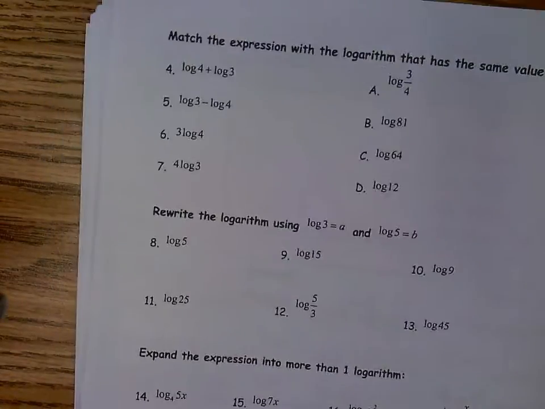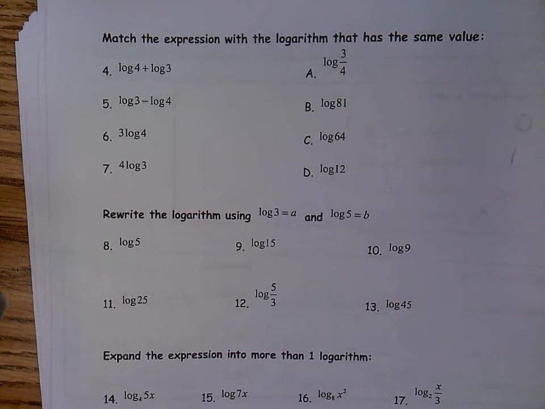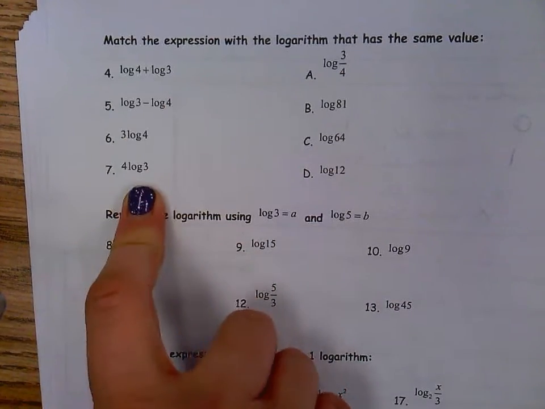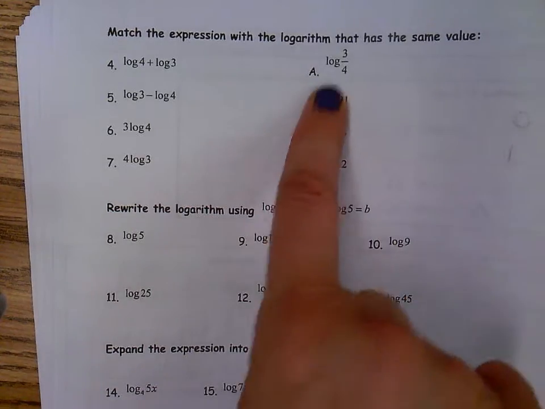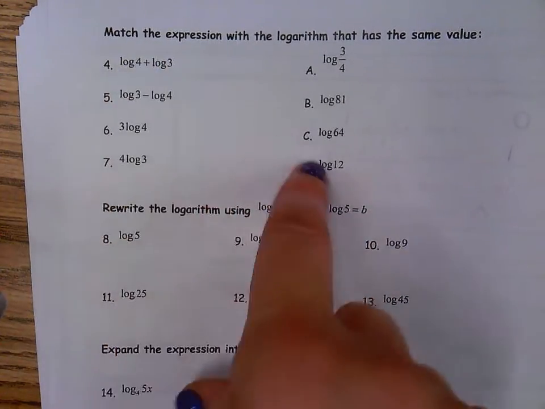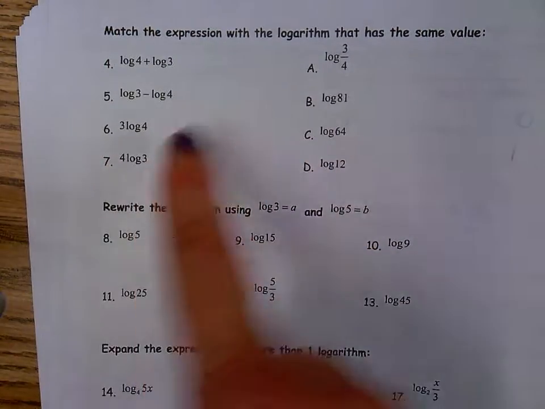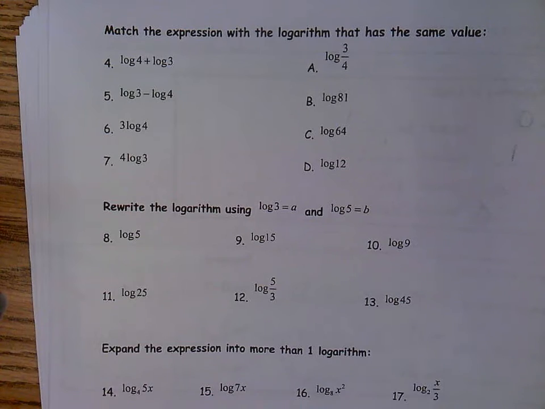All right, number 4 through 7 on the next page. You're going to take a look at your options here and use properties to figure out how you could simplify. So just draw an arrow. Like if you think 4 is C, just draw an arrow from 4 to C. There's one correct answer for each 4 through 7. So use the properties from the front. Are you multiplying? Are you dividing? Are you using a power? Take a minute and match them up.